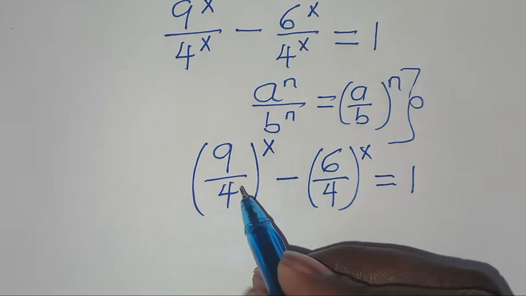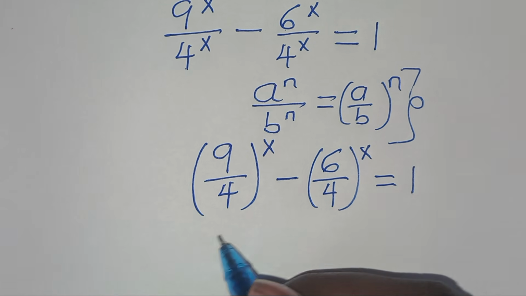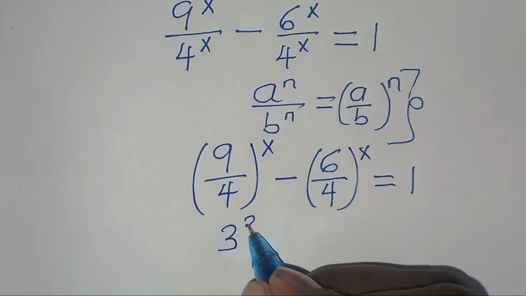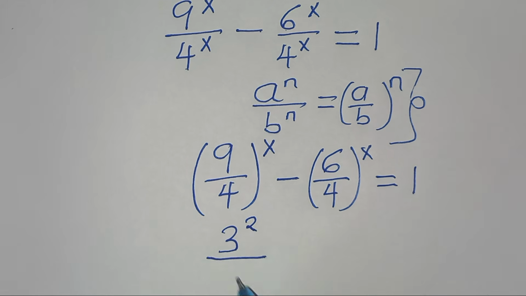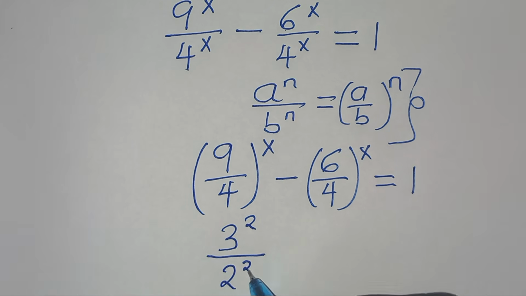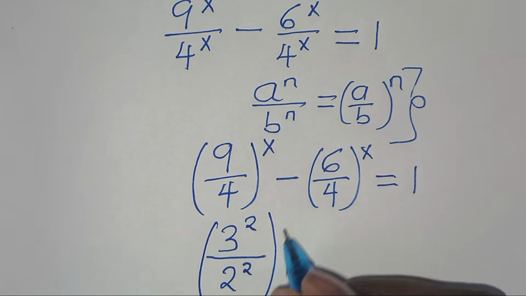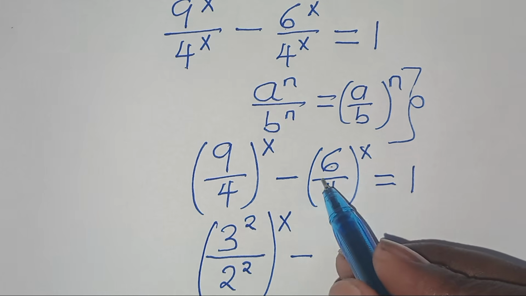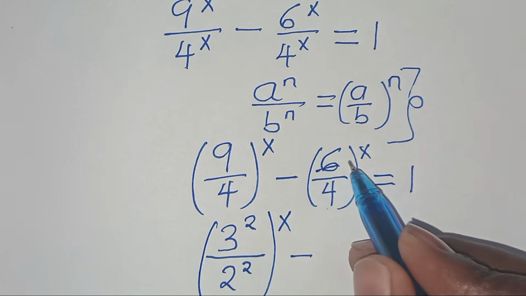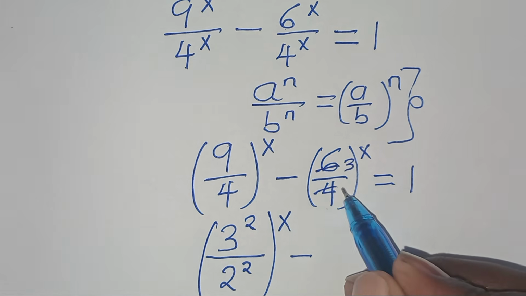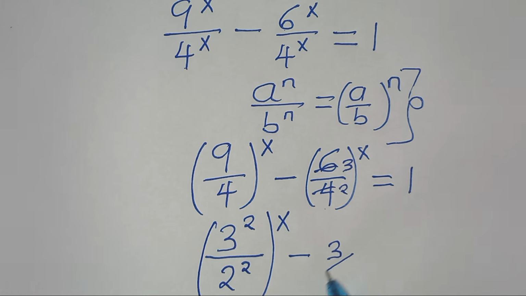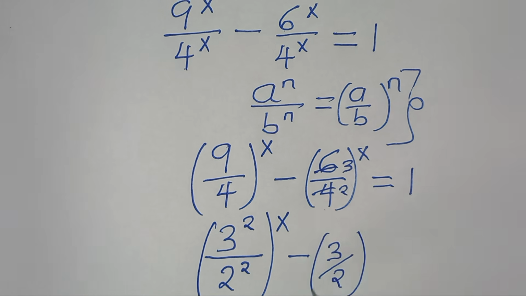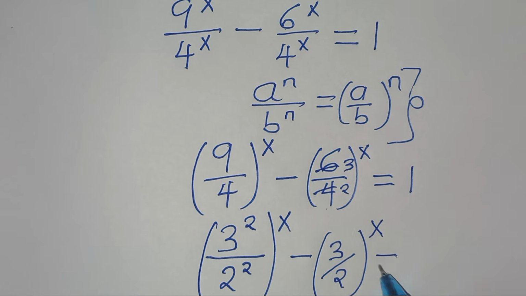Now we can express 9 over 4. We can express 9 as 3 to the power of 2 divided by 4. 4 can be expressed as 2 to the power of 2, raised to the power of x. Then subtract. Now we can simplify here. 6 divided by 2, this is 3. 4 divided by 2, this is 2. So we have 3 over 2 raised to the power of x. This is equal to 1.